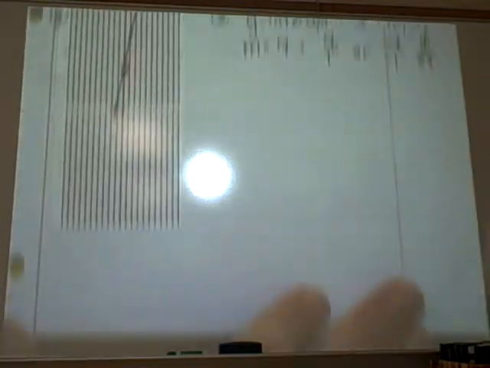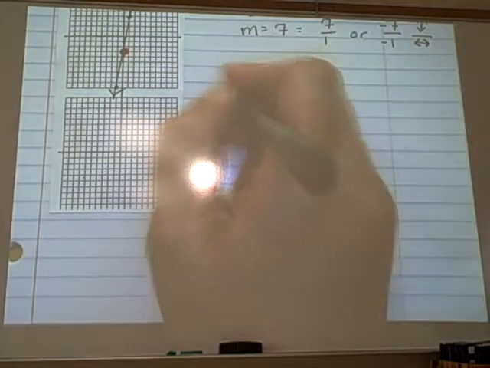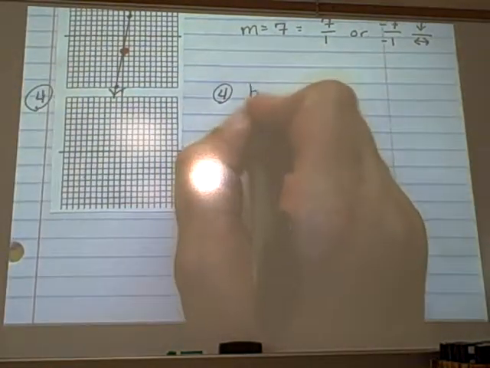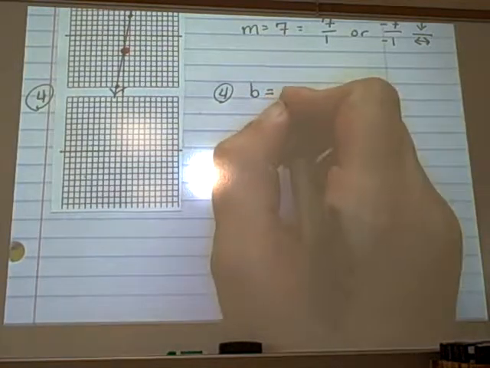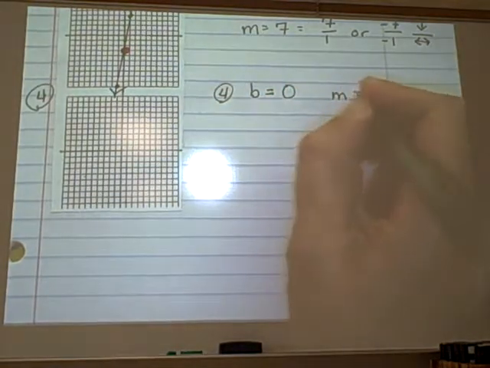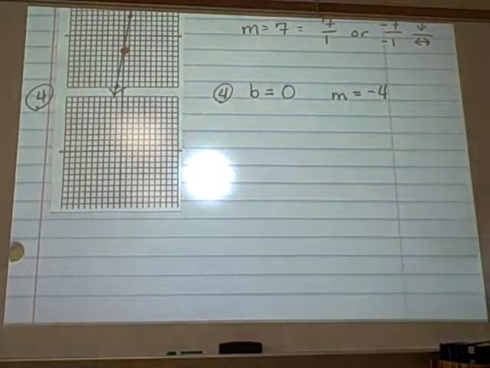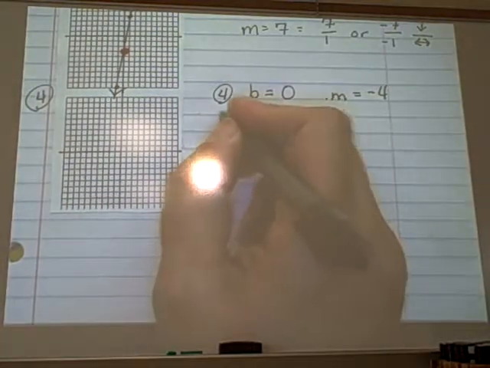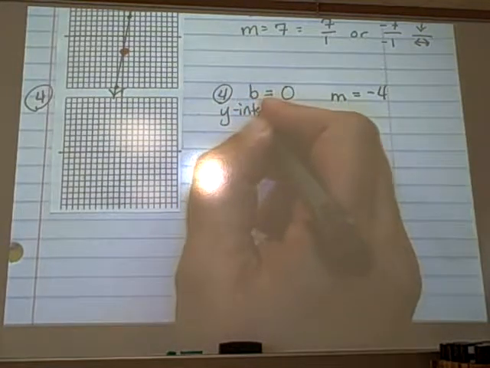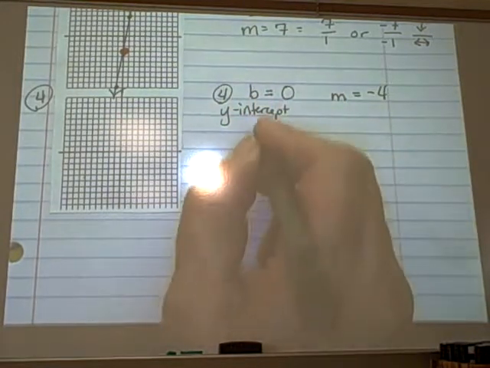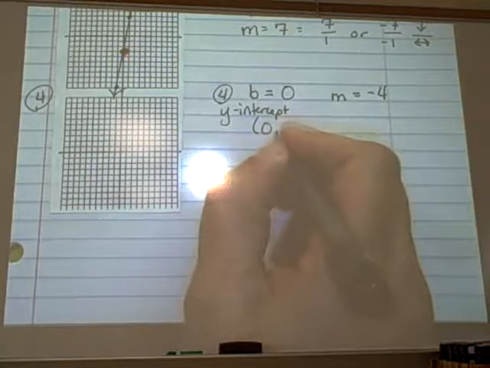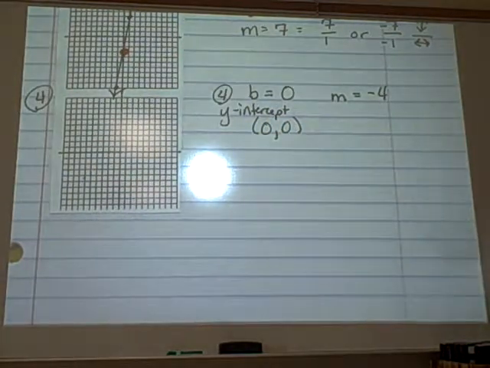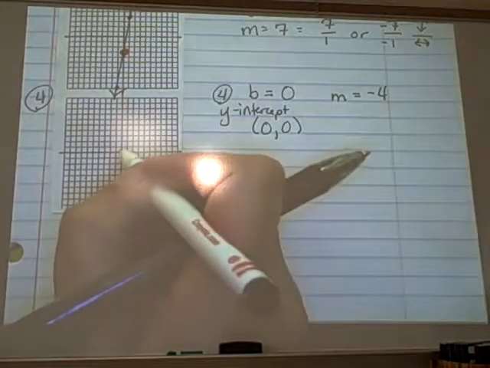Okay, one more like this. So on the next one, B is 0, M is -4. Okay, what does B stand for? The y-intercept. Which means that point is 0, 0. That one's super easy. That one starts off at the origin, 0, 0.